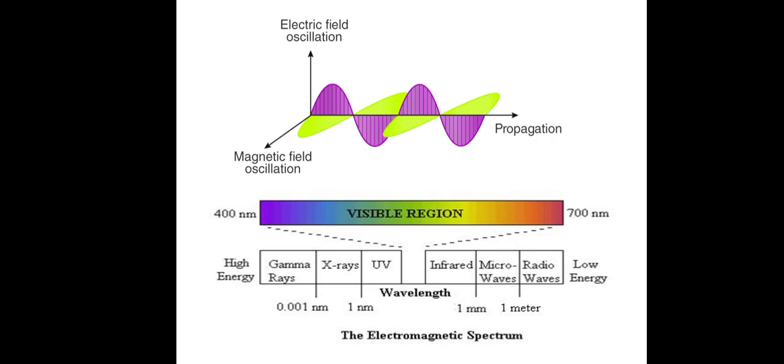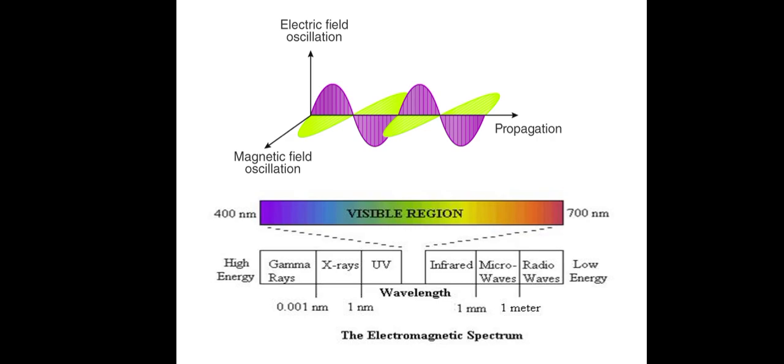Now, there are some properties of this electromagnetic radiation. The oscillating electric and magnetic fields produced by oscillating charged particles are perpendicular to each other, as you can see from the diagram. And both electric and magnetic fields are perpendicular to the direction of propagation of the wave. Unlike sound waves or water waves, electromagnetic waves do not require a medium and can move in vacuum.